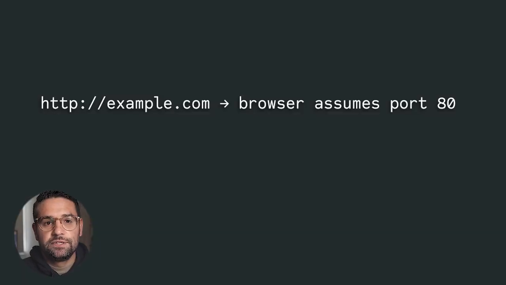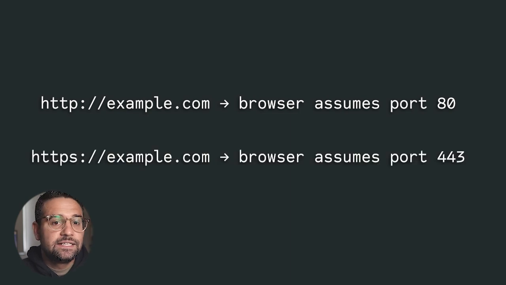For example, if you have a look at this website, you can see http, example.com, the browser assumes this is port 80. And then you've got HTTPS, the browser there assumes this is port 443. But if you are using any non-standard ports during development, you need to explicitly write port 3000 or port 8080, etc.